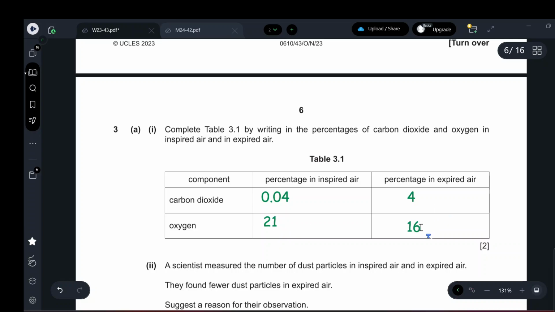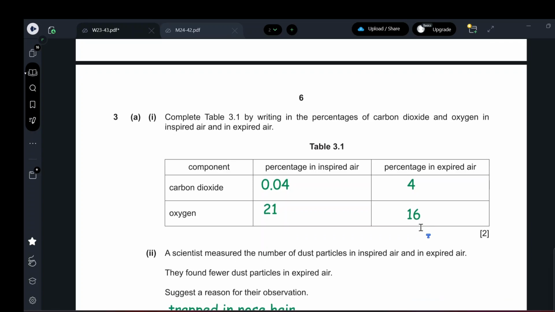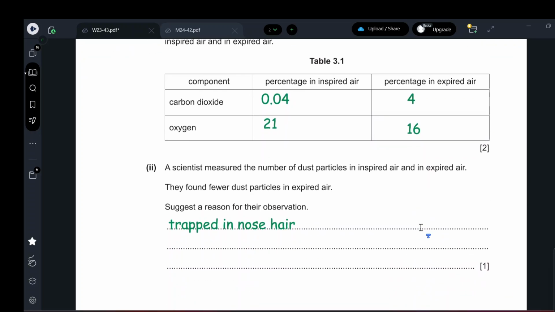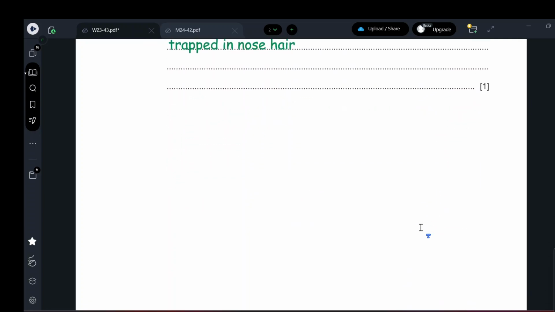Another thing the scientists measure is the number of dust particles. He found that the inhaled air has lots of dust, but the exhaled air coming out from inside your body has less dust. Where did the dust go? Suggest a reason. Okay, trapped by the nose hair, or I can say trapped by the mucus. Sticky mucus traps the dust and the bacteria. This is why the exhaled air does not have dust.